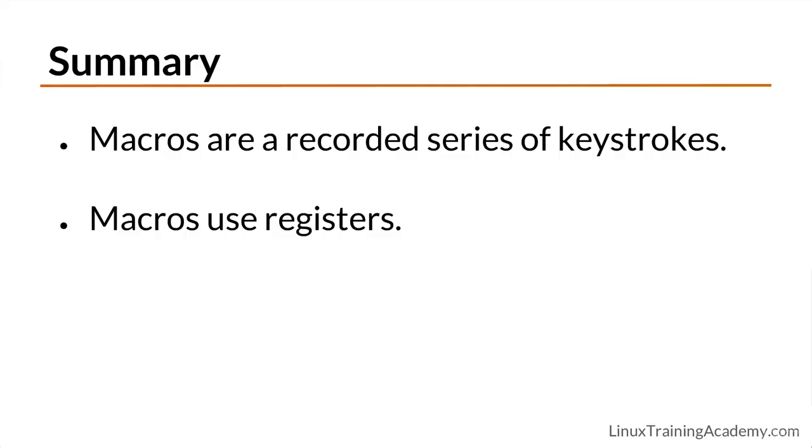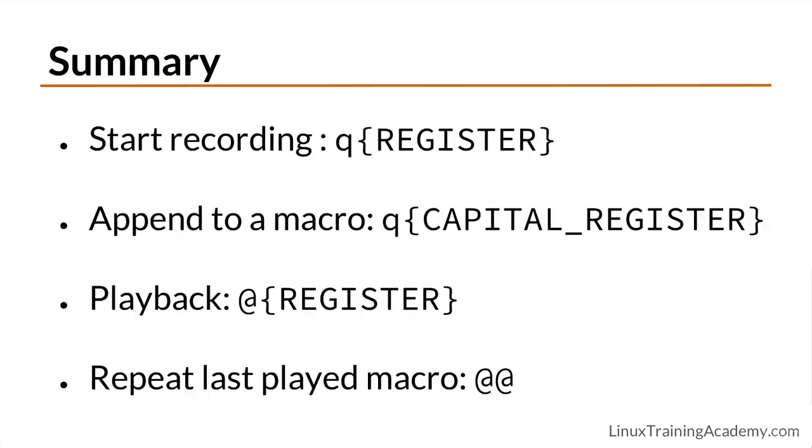Let's do a quick recap before we wrap this lesson up. First off, you learned that Vim macros are nothing more than a series of keystrokes. You use registers to store those keystrokes. To record a macro, use the Q command followed by the register you want to record into. If you want to append to the macro, then just use Q, capital register name. You also learned how to playback those keystrokes with the @ symbol followed by the register. You quickly repeated the last macro with @@.